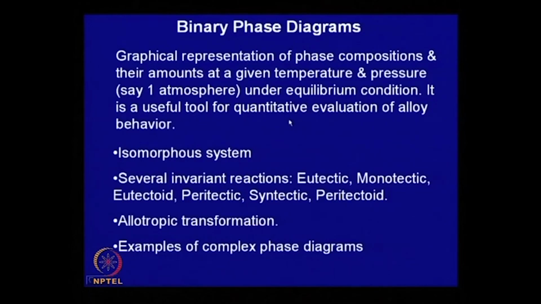Now, a binary phase diagram is basically a graphical representation of phase compositions and their amounts at a given temperature and pressure, and usually this pressure is 1 atmosphere. The system is assumed to be under equilibrium at every step, and it is a useful tool for quantitative evaluation of alloy behavior. We looked at certain examples, and these are the things which we have covered. We also looked at how allotropic transformation is represented in a phase diagram.